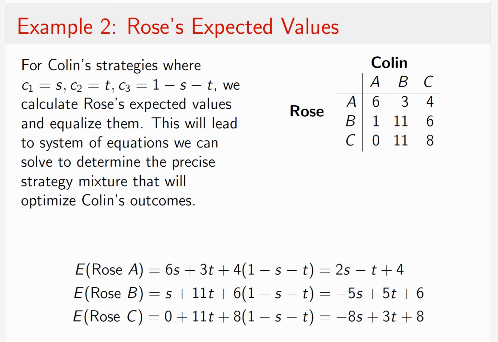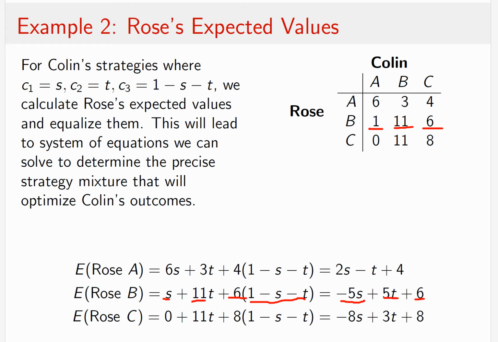Okay, getting rid of the stray marks. And we do it for row strategy B. That's 1 times S plus 11T plus 6 times (1 minus S minus T), right? So I have S minus 6S, which is negative 5S. I have 11T minus 6T, which is 5T, and I have the 6.